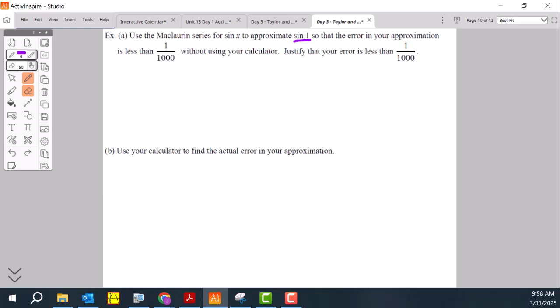Well, without a calculator, that'd be pretty impossible for us without our Maclaurin series. So we know sine of x is the series x minus x cubed over 3 factorial plus x to the 5th over 5 factorial minus x to the 7th over 7 factorial plus dot, dot, dot. Now this gives us an alternating series where the terms are getting closer to 0, and we can plug in 1, because we want to approximate sine of 1.